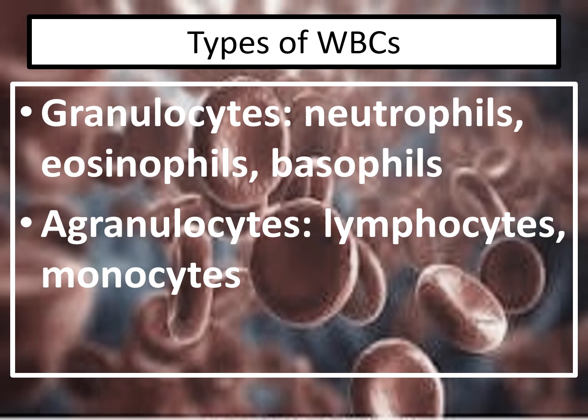Types of white blood cells. These are of two types mainly, based on the presence or absence of granule shaped structures. So they are granulocytes and agranulocytes. Granulocytes means these particular cells will contain the granules, whereas agranulocytes means these particular cells will not have any granules in them. So granulocytes main examples are neutrophils, eosinophils, and basophils. Whereas agranulocytes examples are lymphocytes and monocytes.